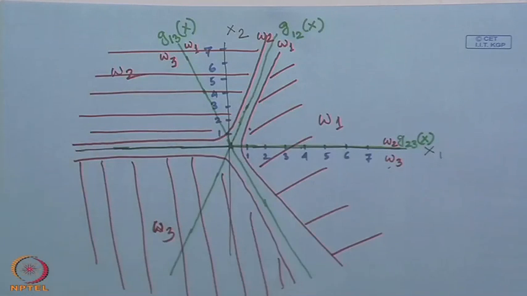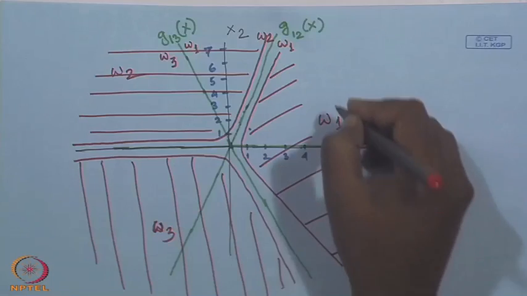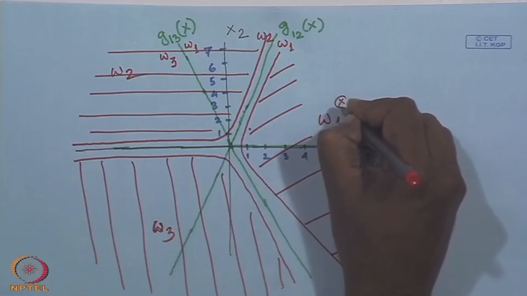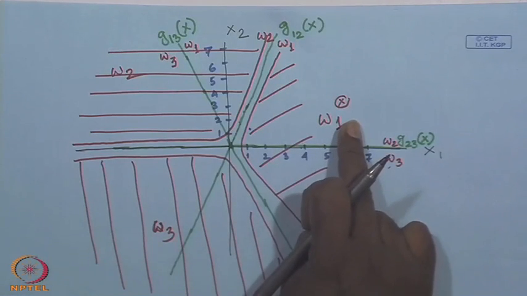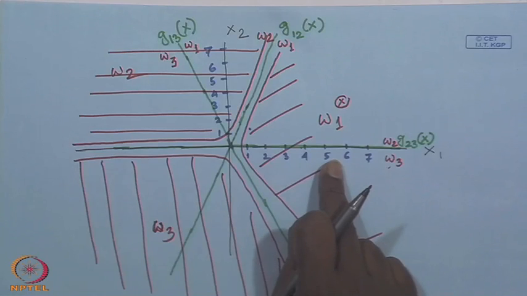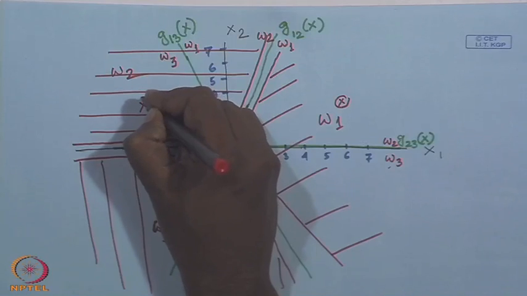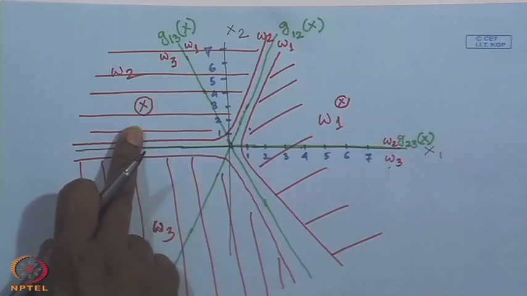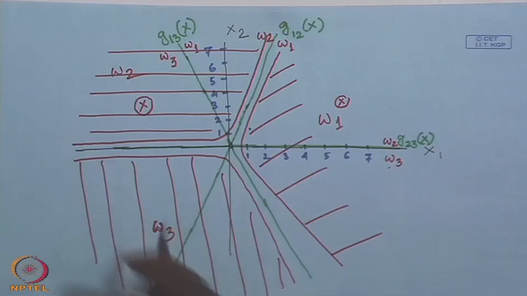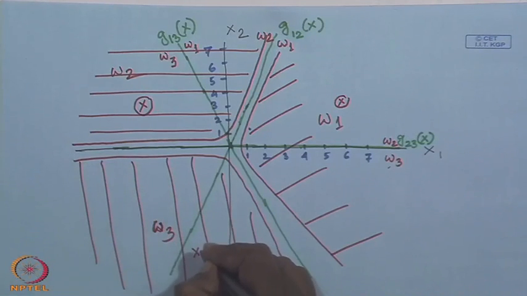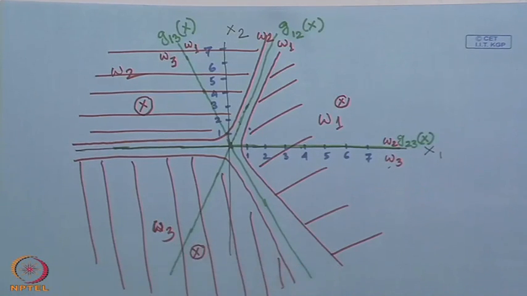So, when I have these decision boundaries g13(x), g12(x) and g23(x), if I have an unknown feature vector lying within this region, obviously it will be classified to class omega 1. If I have an unknown feature vector in this region, it will be classified to class omega 2. And if I have an unknown feature vector here, it will be classified to class omega 3.